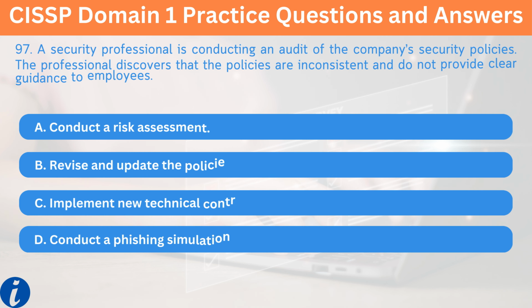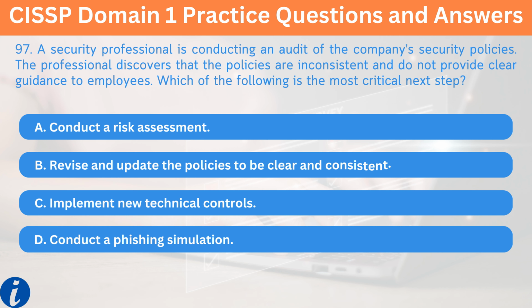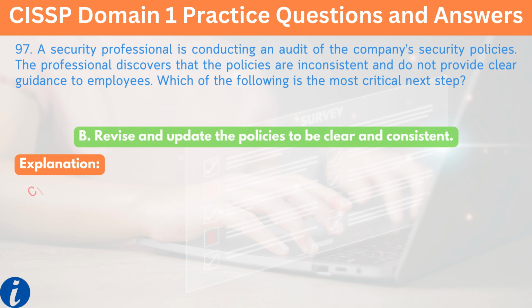97. A security professional is conducting an audit of the company's security policies. The professional discovers that the policies are inconsistent and do not provide clear guidance to employees. Which of the following is the most critical next step? A. Conduct a risk assessment. B. Revise and update the policies to be clear and consistent. C. Implement new technical controls. D. Conduct a phishing simulation. The correct answer is B.